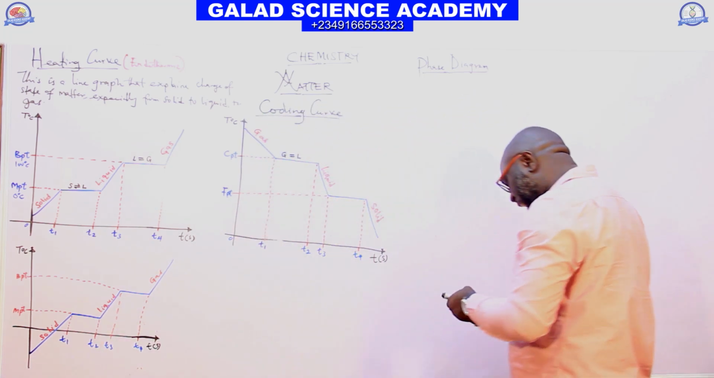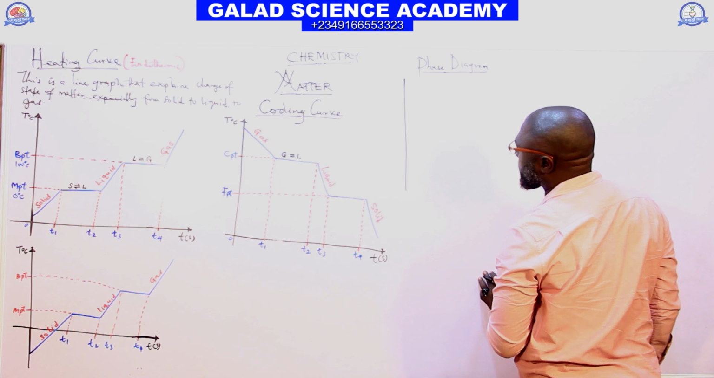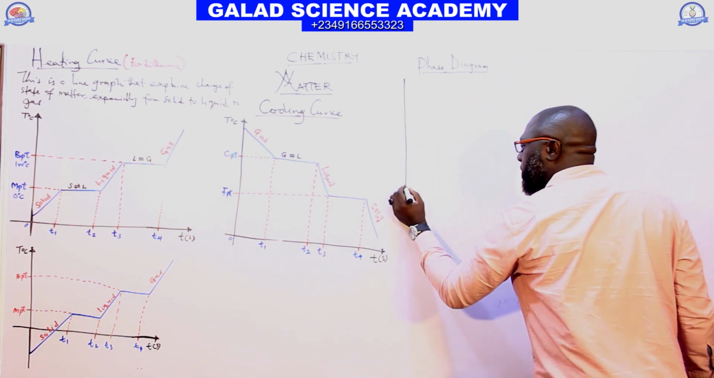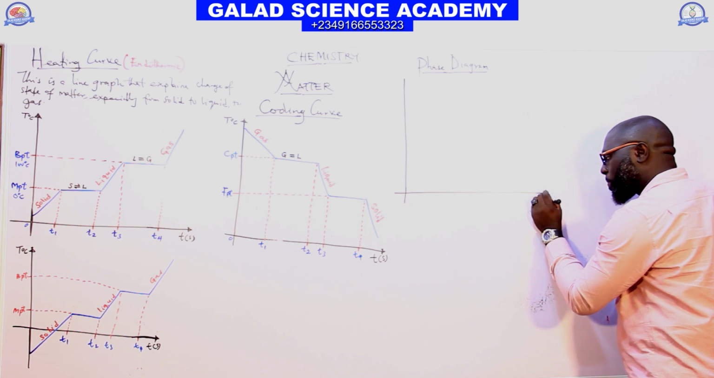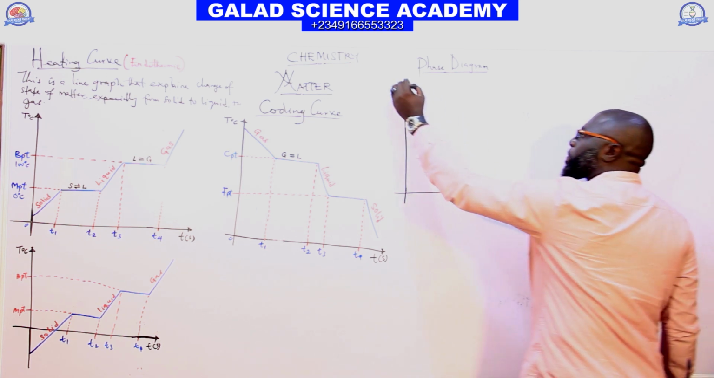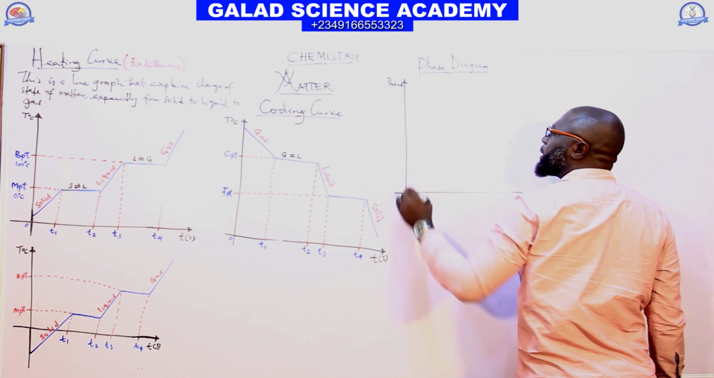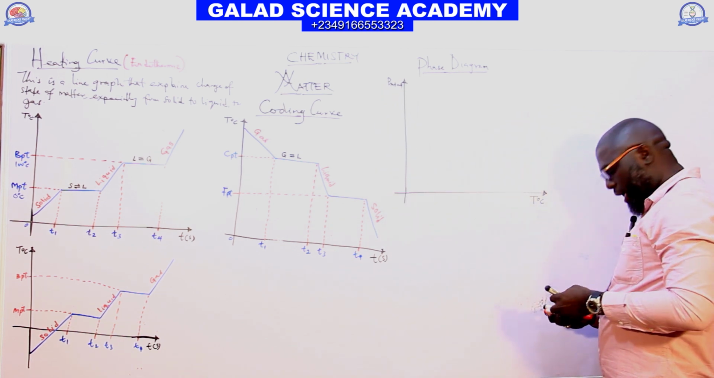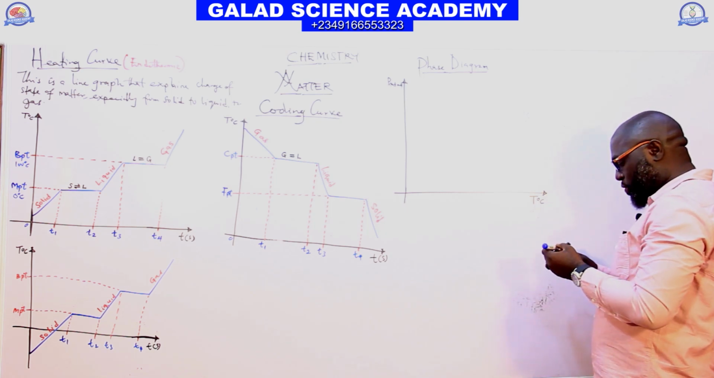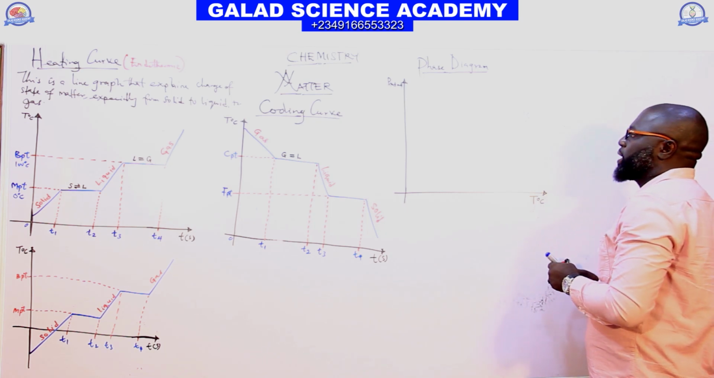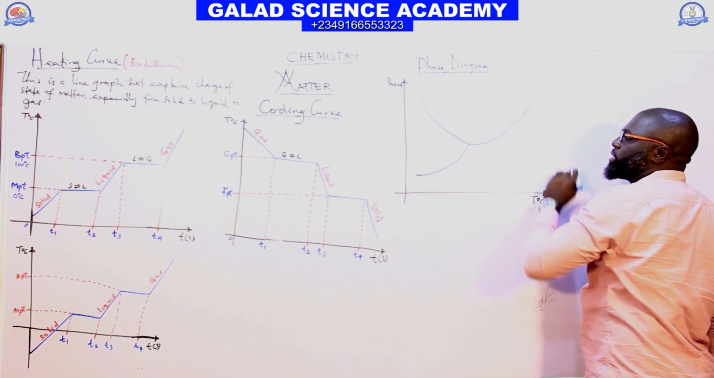Let us look at the phase diagram now. This is the pressure, and look at the curve. This one is the phase diagram of water. We have the curve like this. Now one goes like this, and the other one goes like this.